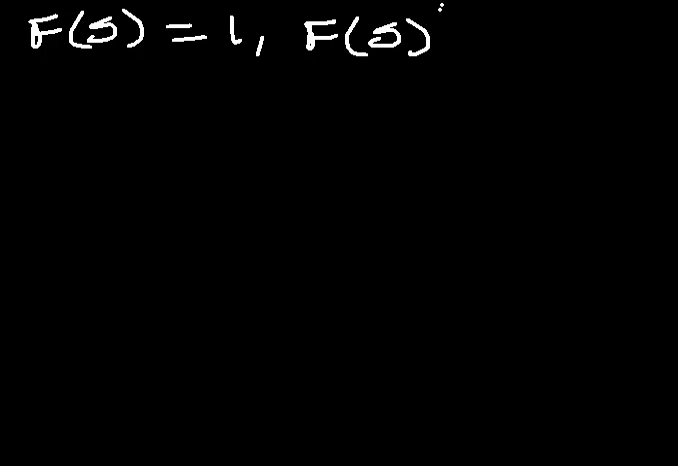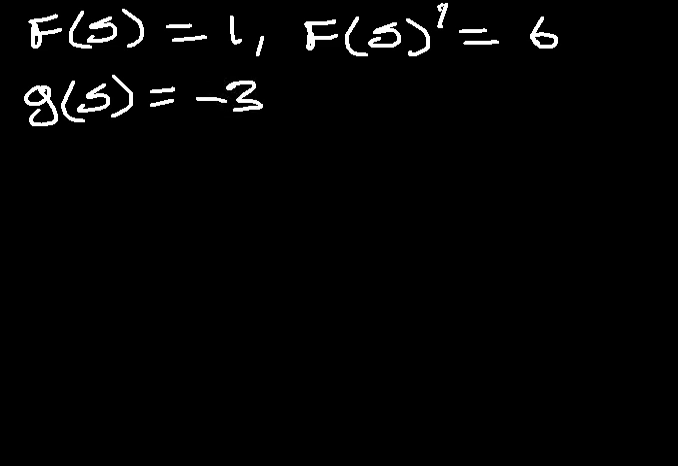So now this video discusses how we can apply differentiation rules. Let's say we have a case where f of 5 is given as 1, and f prime of 5 is given as 6, and g of 5 is given as -3, and g prime of 5 is given as 2.